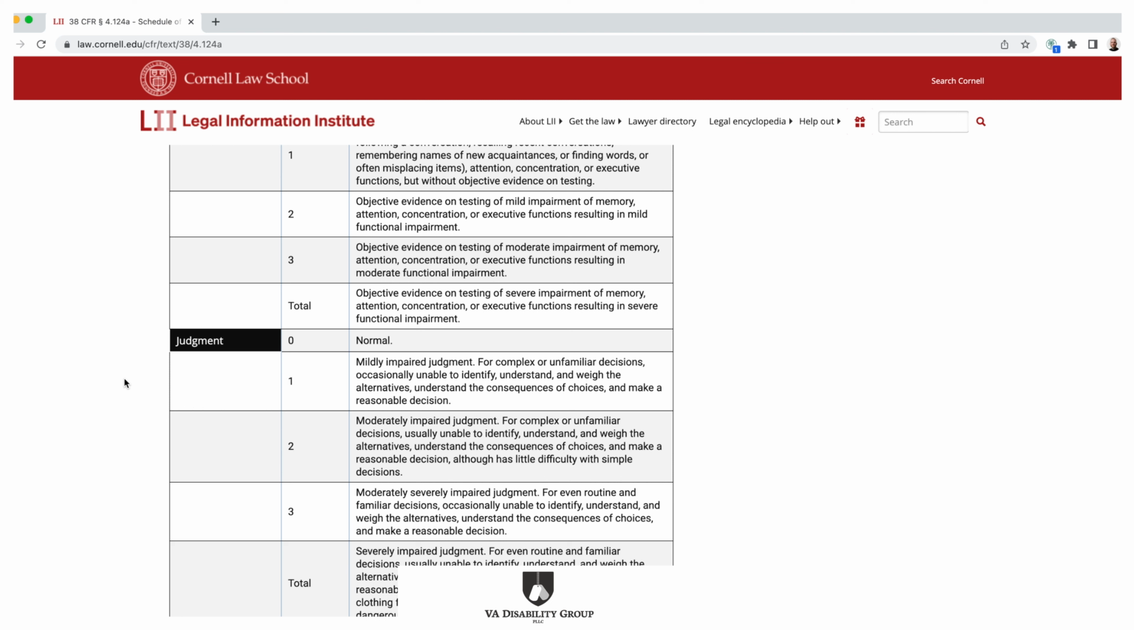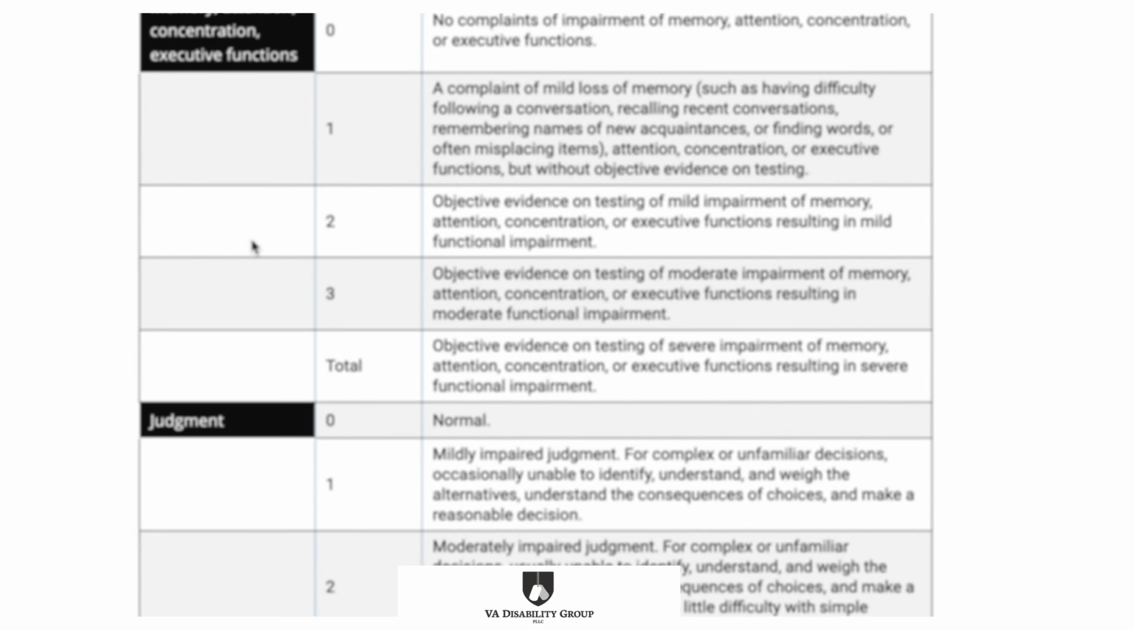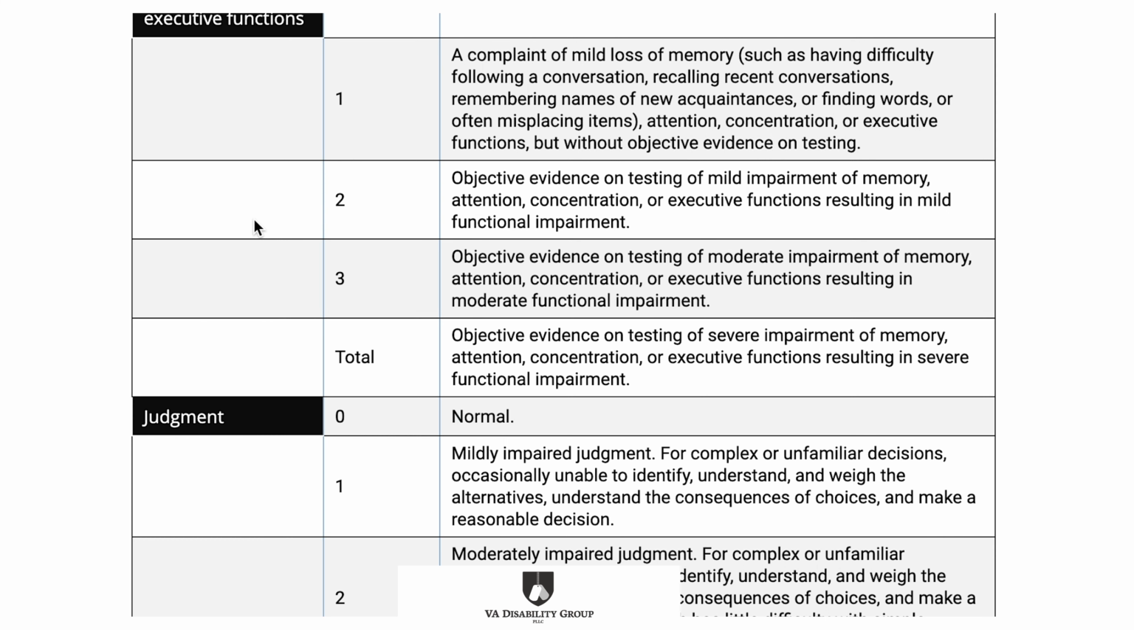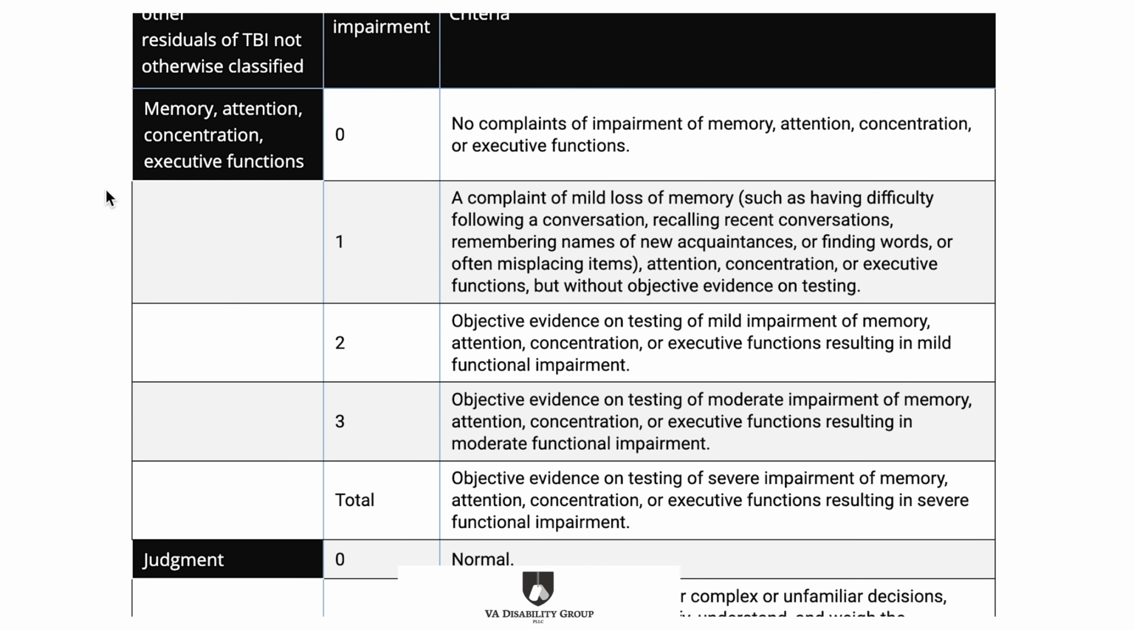Now, you're not going to get separate ratings for each facet, but you're going to get the most beneficial one. So, for example, you get a level 2 on the memory, attention, and concentration facet, and you get a 1 on the judgment facet. You're going to be assigned a rating based on that level 2, which would be a 40% disability for your residuals of your TBI.